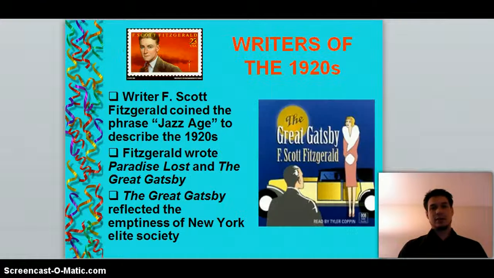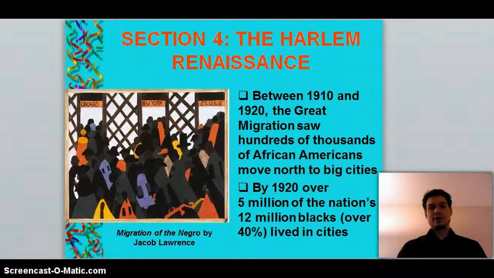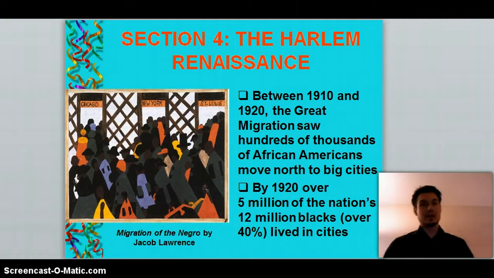Okay. One of the other things that comes out of this era is, of course, the Harlem Renaissance. A lot of poetry, a lot of artists, a lot of music, a lot of jazz comes out of Harlem. And of course, this is called the Harlem Renaissance. I am running out of time.